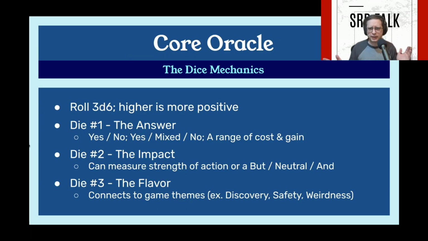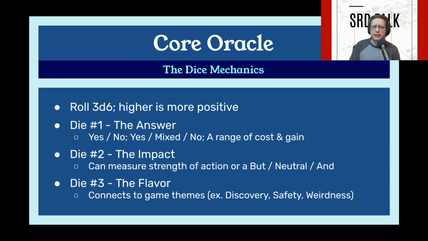So let's hop into the oracle here. Again, the core oracle is the particular dice mechanics that this operates under. The idea is that you are rolling 3d6, a higher roll being a more positive result. However, unlike some other pool d6 systems, you're not adding these numbers together. Instead, each of these individual dice, at least in a standard roll, is measuring a different thing.